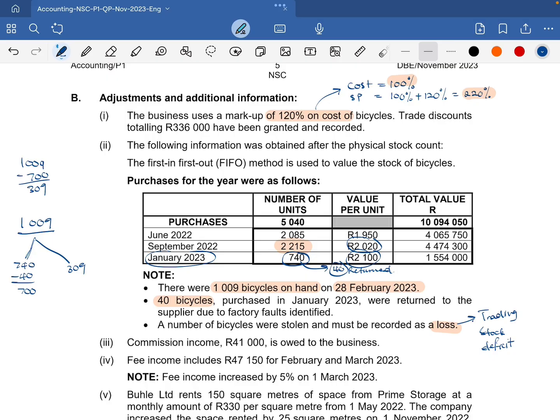And then now the trade discounts totaling 336,000 have been granted and recorded, which means we know that trade discounts have an effect on our sales. They reduce sales, right? But trade discounts do not necessarily affect our cost of sales. So that is why we need to add back the 336,000 whenever we are calculating our cost of sales. Okay, so let's see how we do that.